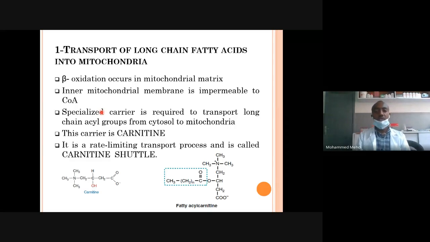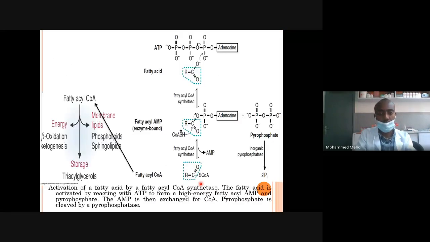Transport of long chain fatty acid into mitochondria: how are they transported into mitochondria? Because the coenzyme A added to this fatty acid is impermeable. The one which is added to the fatty acid, this is how it is activated. Once it is activated, we have this fatty acyl CoA thioester group added to this fatty acid. It is impermeable through the inner and outer membrane of mitochondria. We have to replace the coenzyme A.